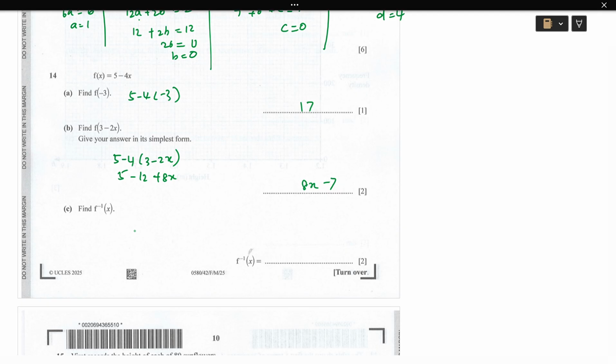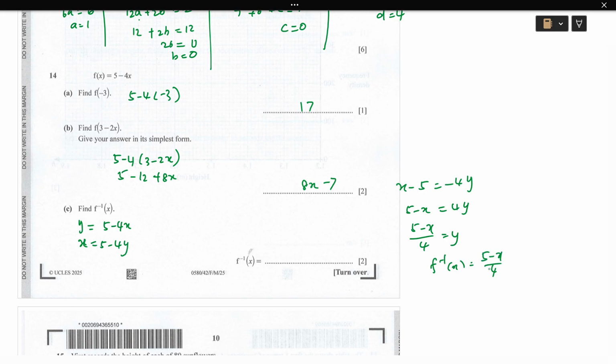So next we need to find f inverse of x. So we'll take y equal to 5 minus 4x. So we'll swap x and y. x equal to 5 minus 4y. So 5 comes this side, so x minus 5 equal to negative 4y. I'll make it positive. So 5 minus x equal to 4y. So 5 minus x by 4 equal to y. That is f inverse of x equal to 5 minus x by 4.